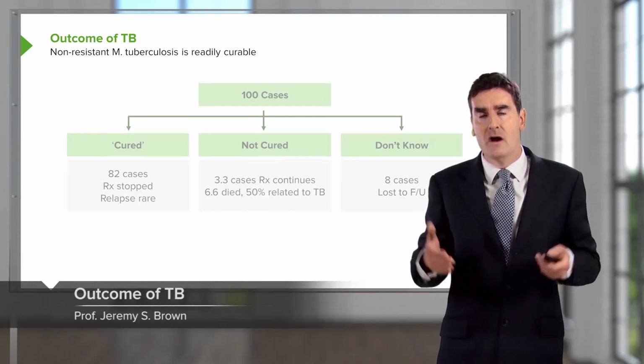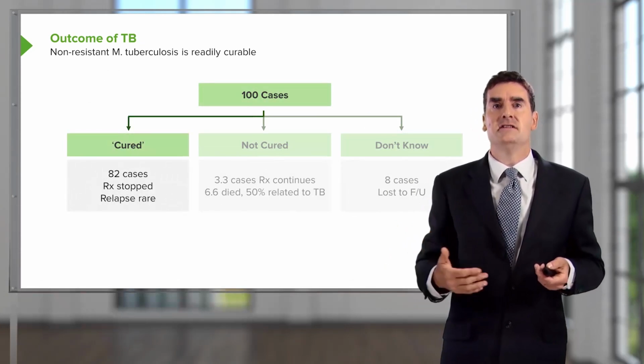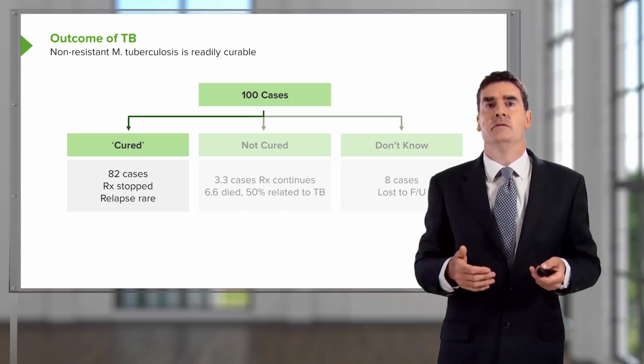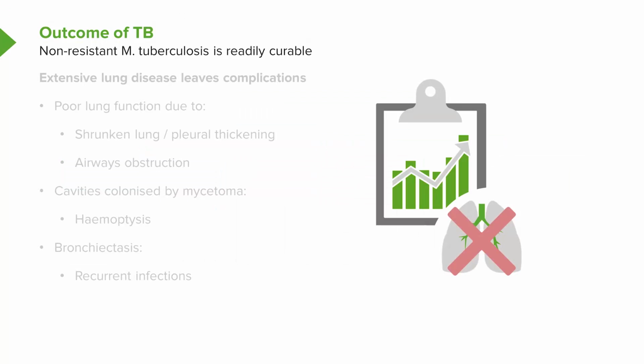So what's the outcome? Well, if you have non-resistant tuberculosis, of 100 cases you'd expect 90 to 95% of patients to be cured. So it's a very good outcome in most patients. People should not really die of tuberculosis, and that only really happens if they have resistant disease, or if the diagnosis is made late because the patient presents very late, or they have the more severe forms such as meningitis or miliary tuberculosis.